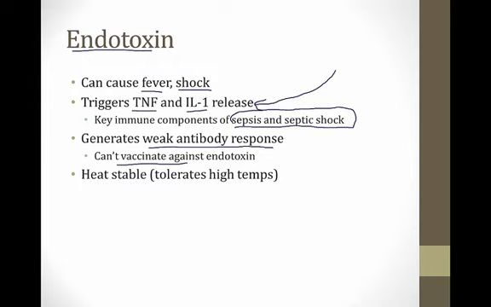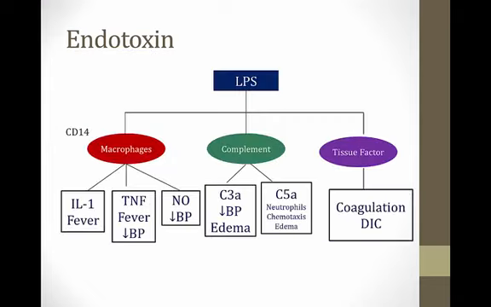And then another feature of endotoxin you should know about is that they are called heat stable, and this means they can tolerate relatively high temperatures. So for example, when a patient gets febrile, it doesn't kill off the endotoxin because it's able to tolerate those higher body temperatures. There's a very high yield tie-in between microbiology and immunology when it comes to endotoxin.